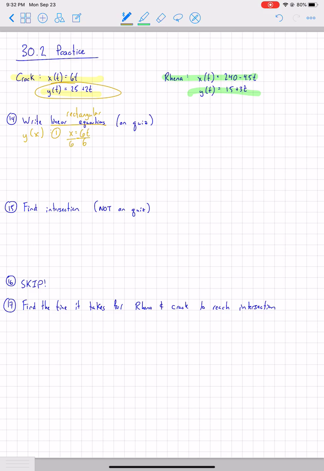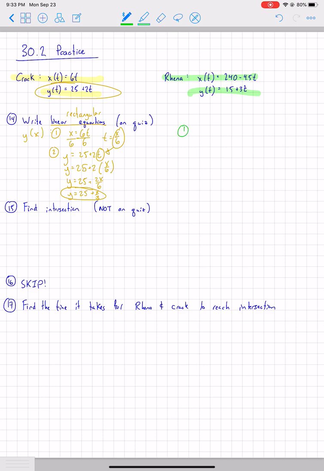To do this, it was pretty quick. We just get t equals x over 6. The second step will always be to plug that into our y. So if y equals 25 plus 2t, where we see t, we plug this in. So we get 25 plus 2 times x over 6. If we do our math, we get 25 plus 2x over 6, and then we reduce. So we get y equals 25 plus x over 3. So that's the crack.